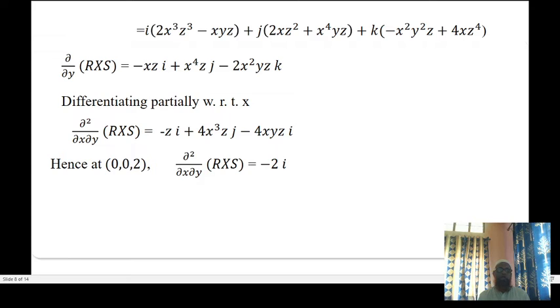So dou by dou y of r cross s is minus x z, if you differentiate with respect to y partially, minus x z i plus x raised to 4 z j minus 2 x square y z k. Differentiating partially with respect to x, dou square by dou x dou y of r cross s is minus z i plus 4 x cube z j minus 4 x y z k. Hence at 0, 0, 2, so x is 0, y is 0 and z is 2, if you substitute we get dou square by dou x dou y of r cross s equal to minus 2 i.